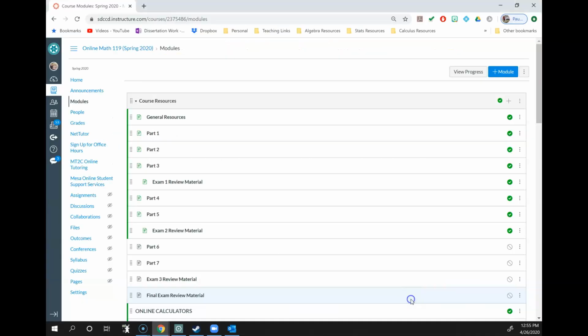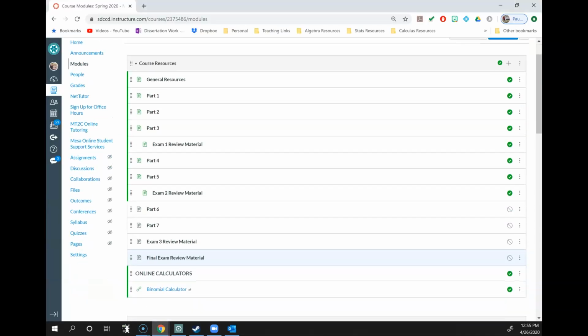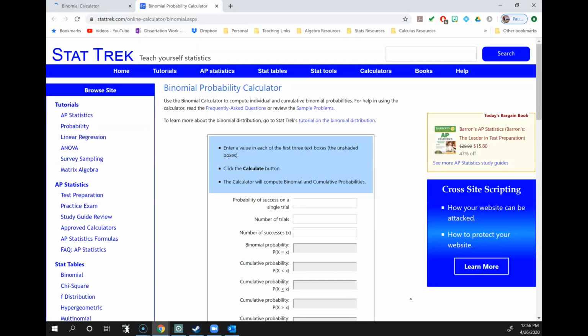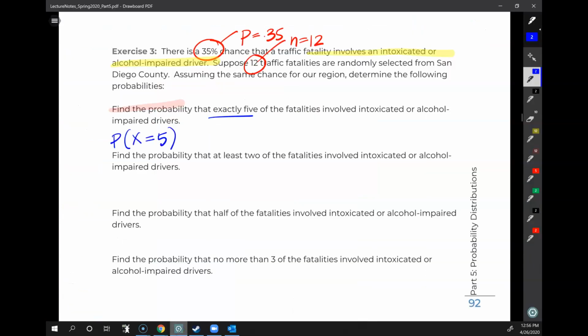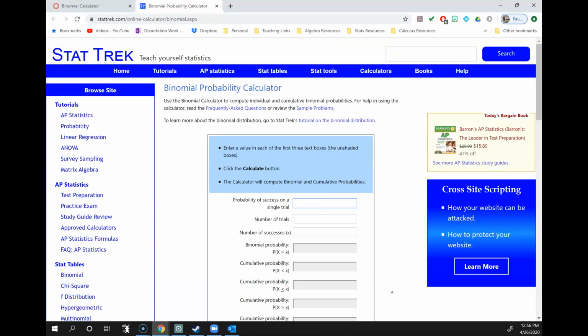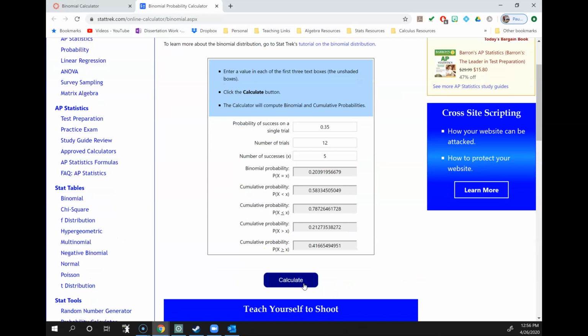So if you go to your course site, I've now added under the course resources section in the modules a binomial calculator. This is also where the binomial cheat sheet and the normal calculators will live. All we're going to do is enter our probability of success, which I've already forgotten because I've talked too much, 0.35. So we're going to grab that, guys. So 0.35. We had number of trials, which was 12. And then X, the number of successes, is what we're looking for. So that was a 5. And then I'm just going to scroll down and tell this thing to calculate.